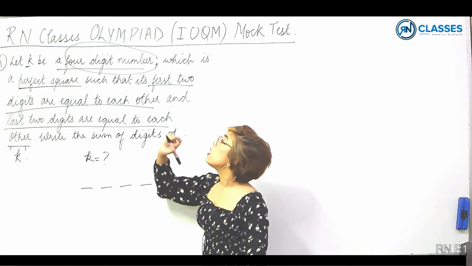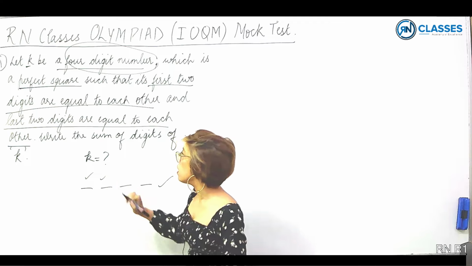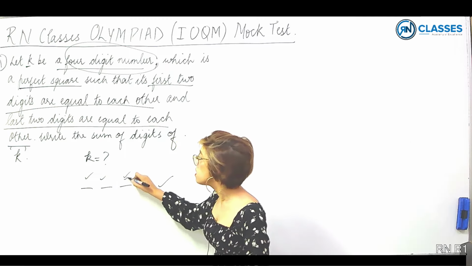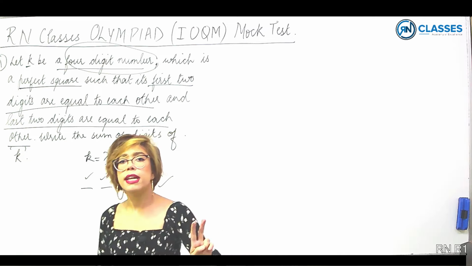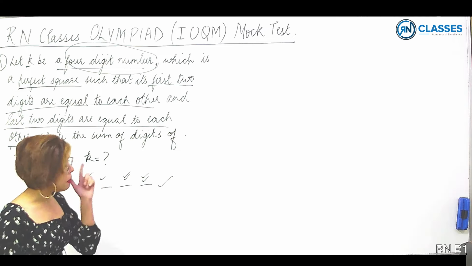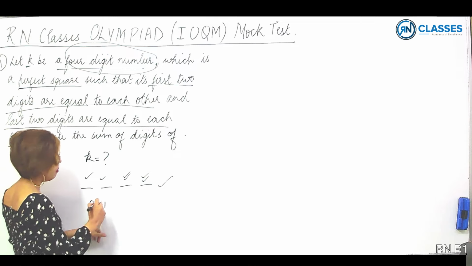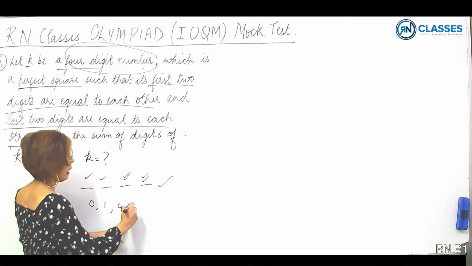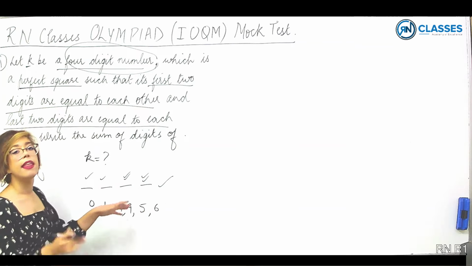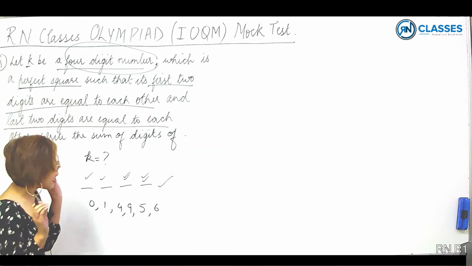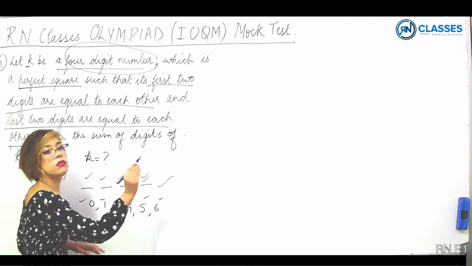Now, it has a very peculiar condition. Its first 2 digits are equal. That means this and this are equal, and last 2 digits are equal. So this and this are equal. Right? Okay. Now I know that the number is a perfect square. I know that the perfect square, either it will end in 0, or it will end in 1, or 4, or 9, or 5, or 6, then 9 again, then 4 again, then 1 again, you know. Right? So any perfect square will end in either of these digits.